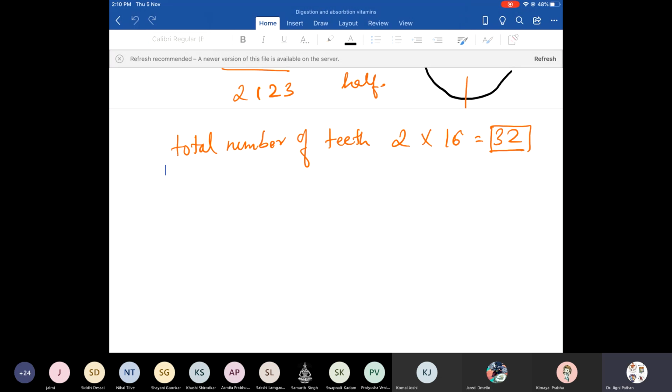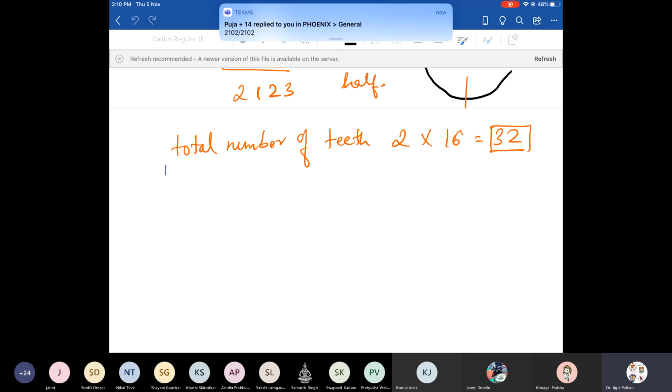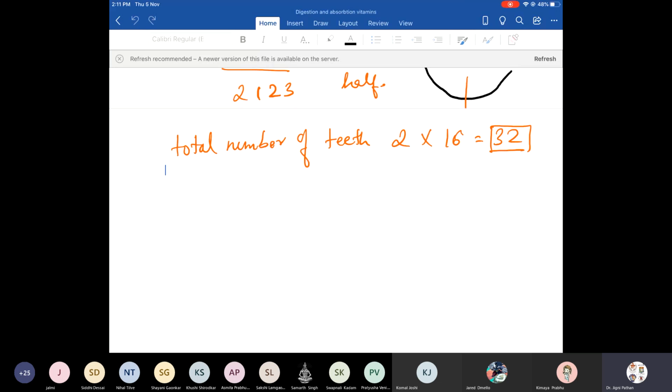So basically children have incisors and canines, but they do not have premolars. Premolars are 2 in number, and molars are 3 in number in children, while adults have only 2. So in the upper jaw there are 3 teeth that are absent. Same way on the lower jaw again. So altogether it is 20.